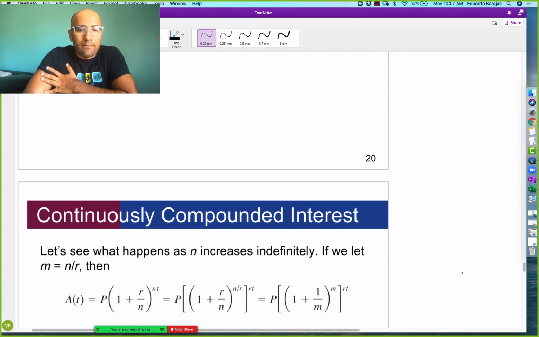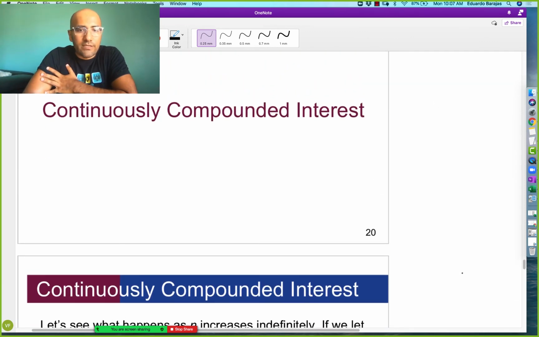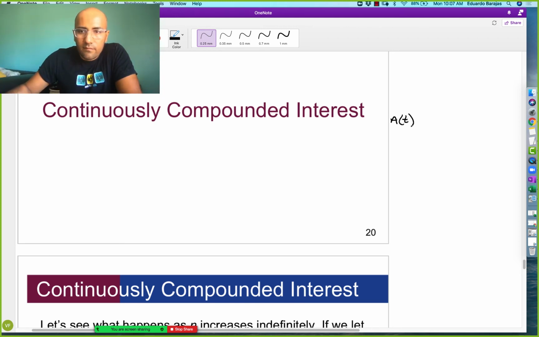Okay, continuously compound interest. Remember our formula for compound interest: A of t, the balance at t years, is equal to the principal invested, P, times 1 plus r over n, raised to the power of nt. It was like that, right?